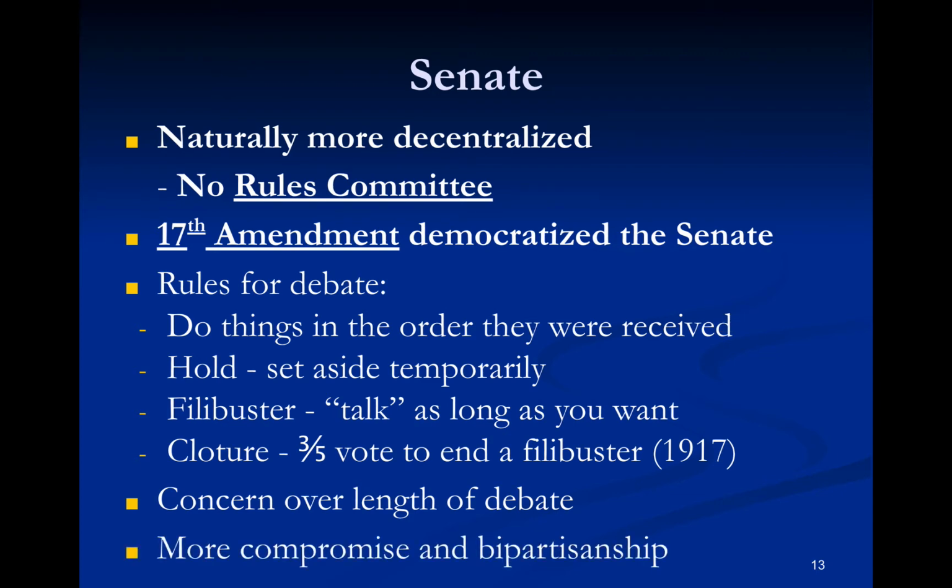The Senate, however, because there's only 100 of them and they work together for 6 years, they know each other better. They're far more willing to compromise, work together with people of the other party in order to get things done.